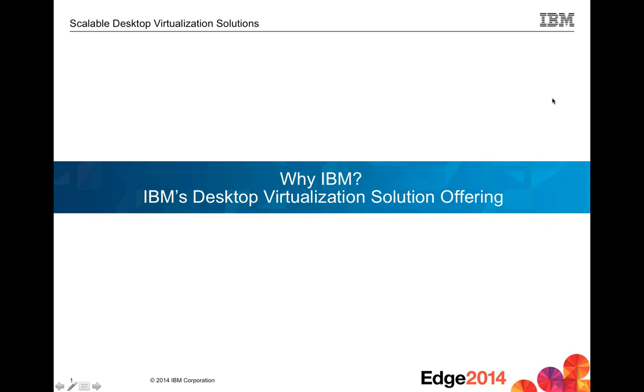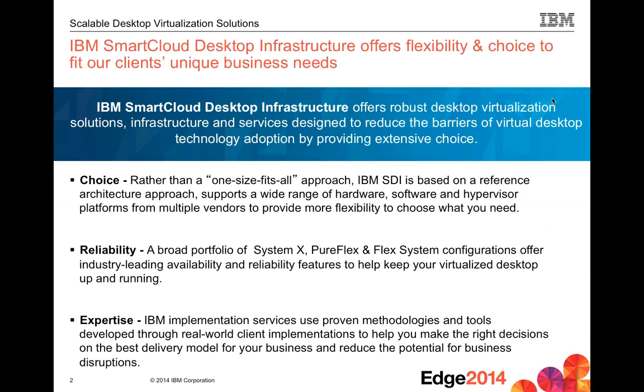So this is a question we get quite a lot here at IBM. There's lots of options in this space, so why do you want to work with IBM? How are we different? And one way we're different is the approach that we've taken with our Smart Cloud Desktop Infrastructure, or SDI, reference architecture. At the outset, when we were looking at how we wanted to approach putting this reference architecture together, we came up with 3 key things that we wanted to make sure we drove into it.